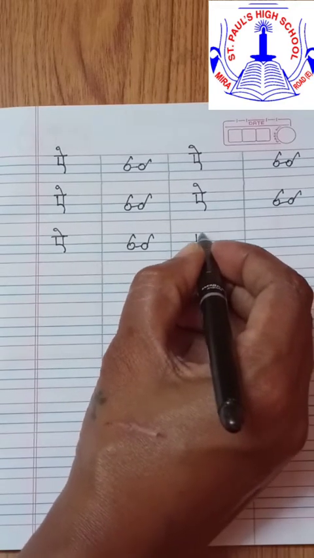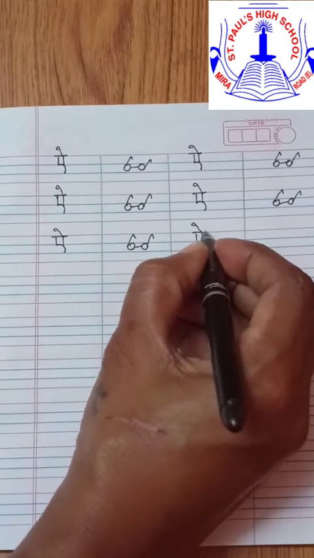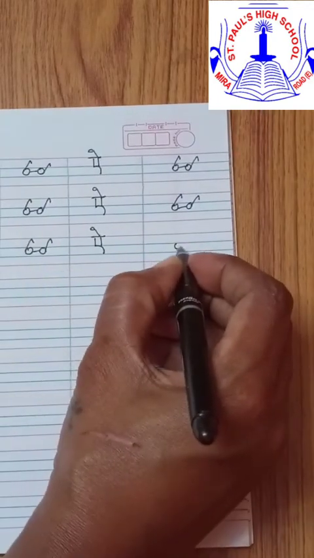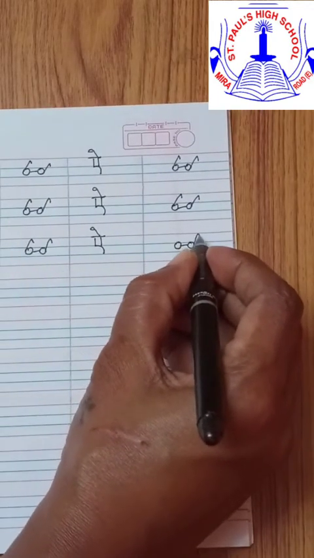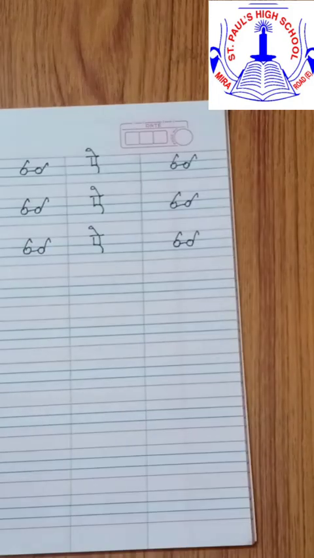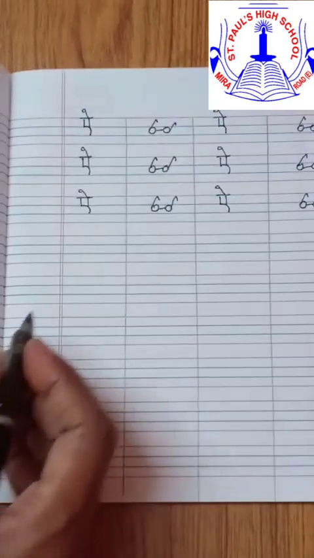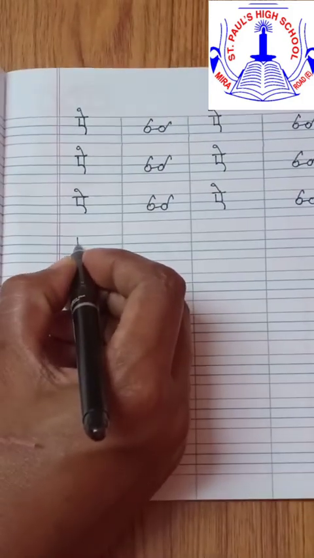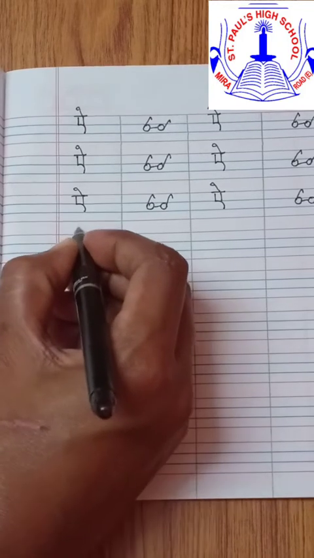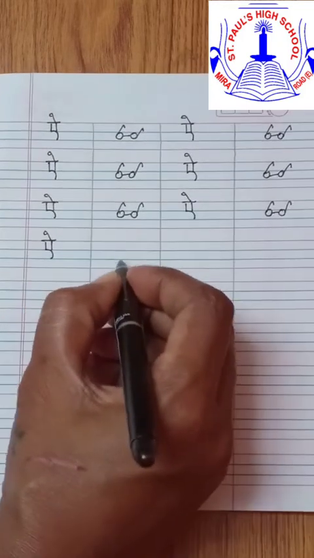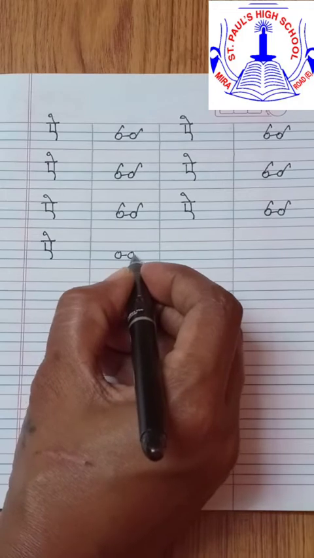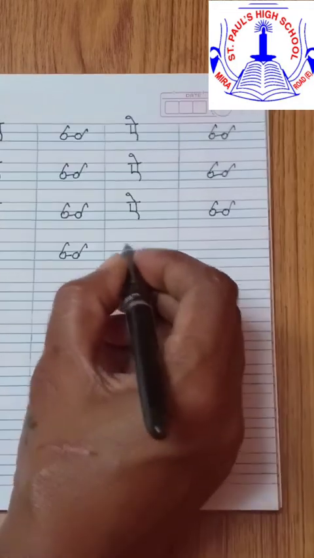How you have to write, children? One standing line, a curve down, again one small standing line on top, one slanting line, it's called matra, and one sleeping line.